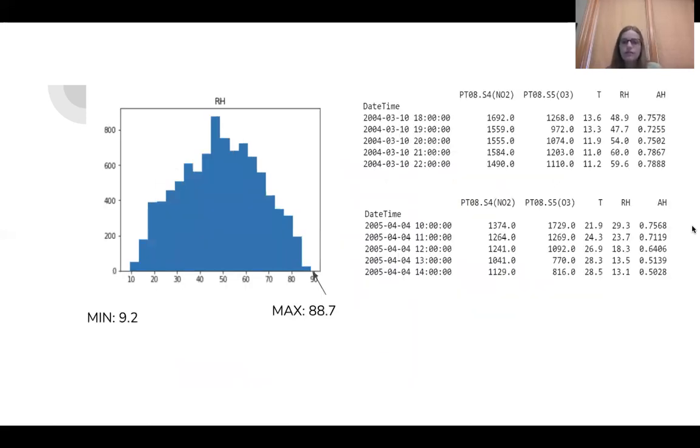So here's a specific example of what exists in our data. This is looking specifically at the type of pollution RH. Here you can see that this has a range, a minimum of 9.2 to a maximum of 88.7. And then on the right, you can see the head and the tail of that data, starting in March of 2004 and ending in April of 2005.